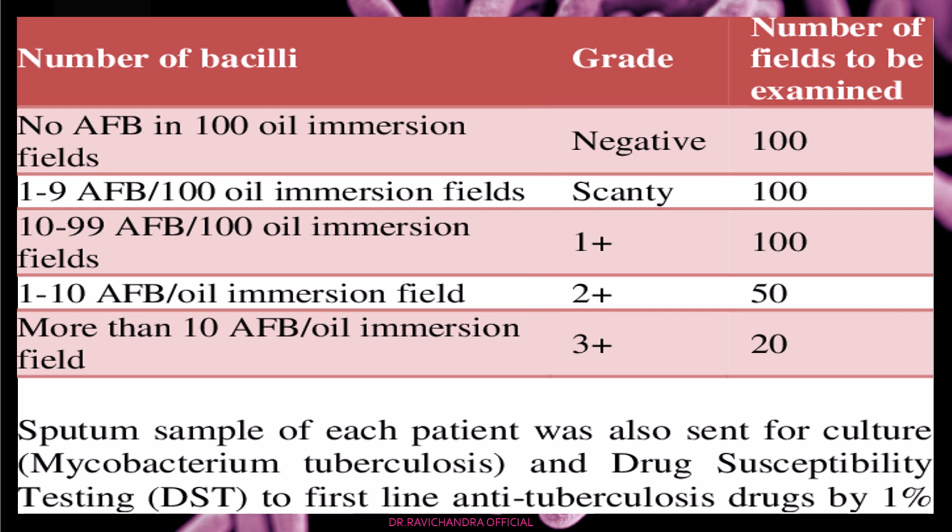It is categorized and graded based on the number of bacilli present. No AFB in 100 oil immersion fields is negative, and the fields to be examined will be 100. If there are 1 to 9 AFB per 100 oil immersion fields, it is graded as scanty. 10 to 19 AFB per 100 oil immersion fields is 1 plus, 1 to 10 AFB per field is 2 plus, and more than 10 AFB per oil immersion field will be 3 plus. Sputum samples of each patient were also sent for culture for Mycobacterium tuberculosis and drug susceptibility testing to first line anti-tubercular drugs.